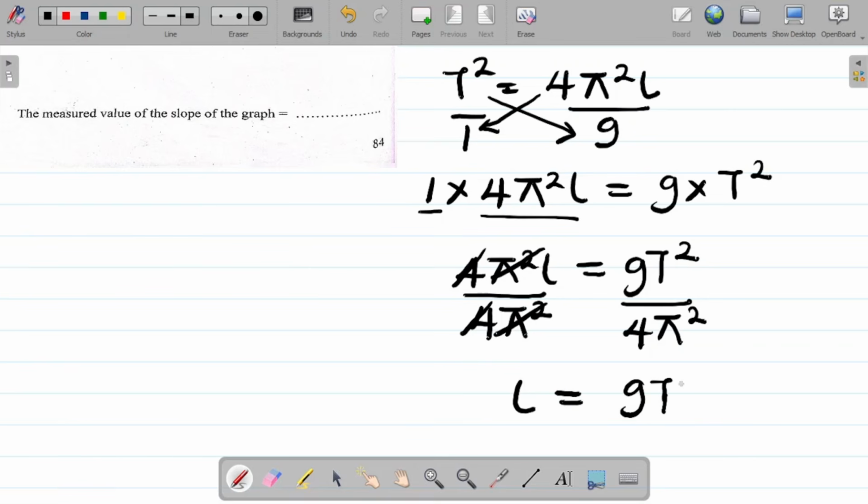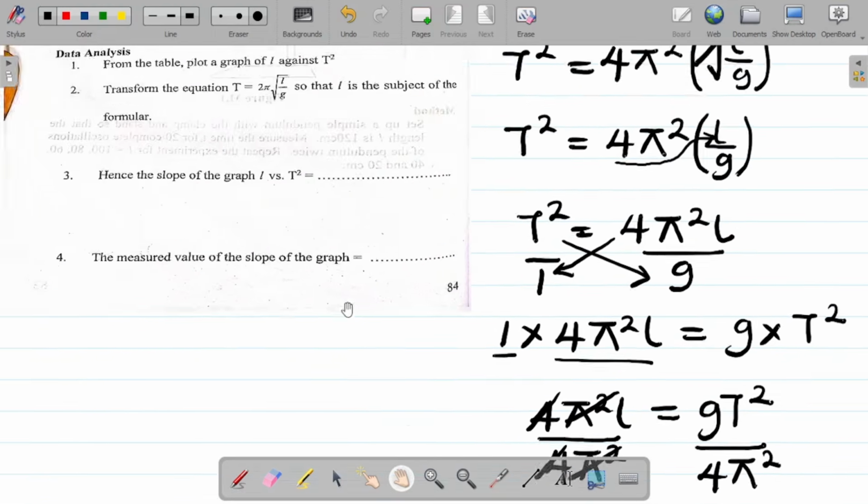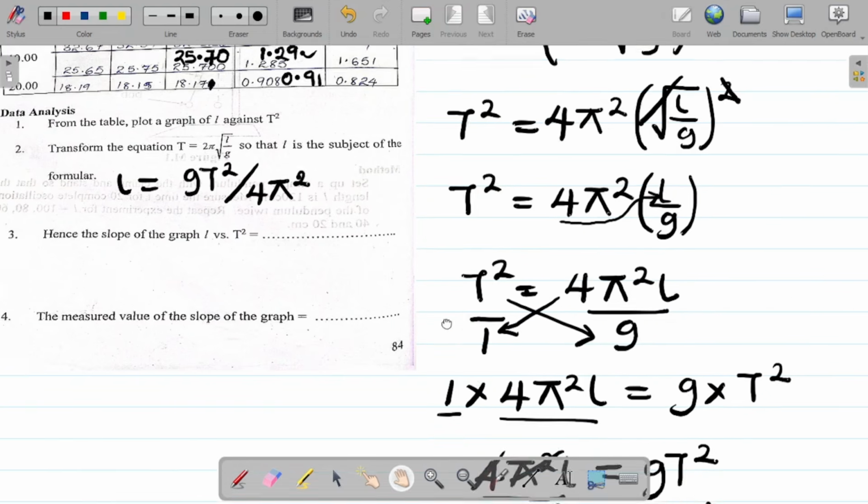GT squared all over 4 pi squared. So that's the value of L, GT squared over 4 pi squared. Alright, so my answer here is that L is equal to GT squared all over 4 pi squared. Alright, so that's my answer.